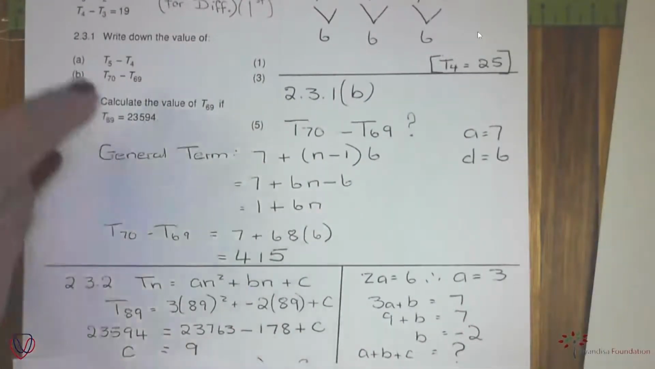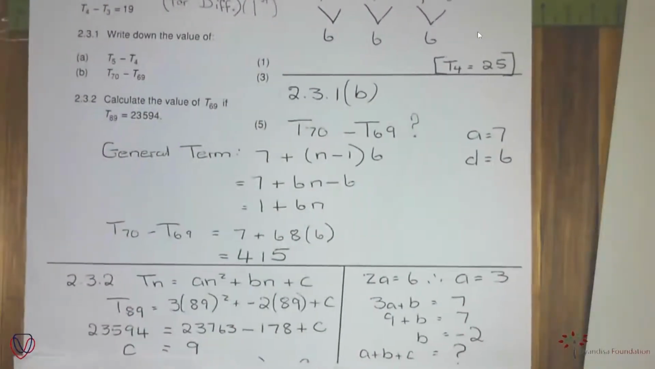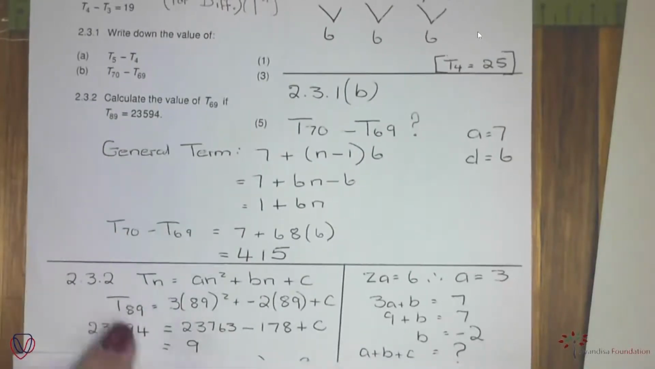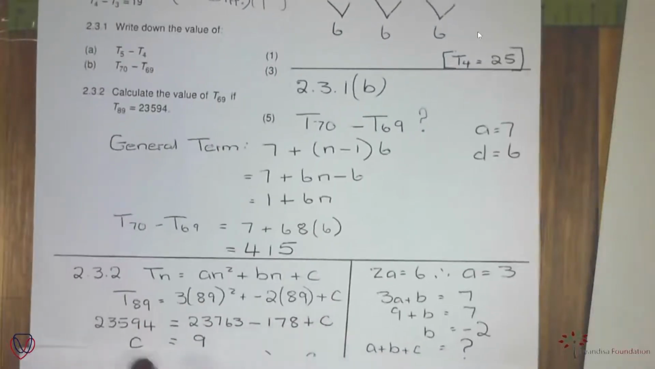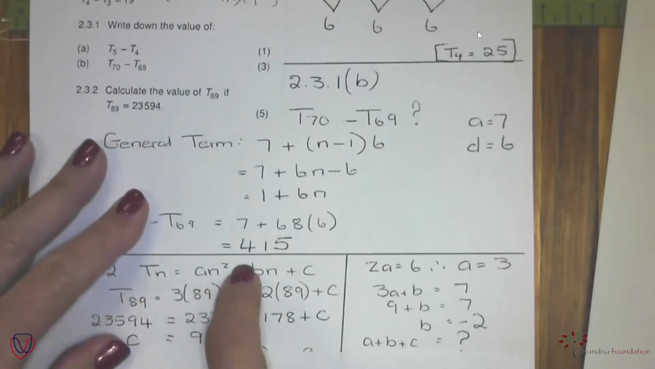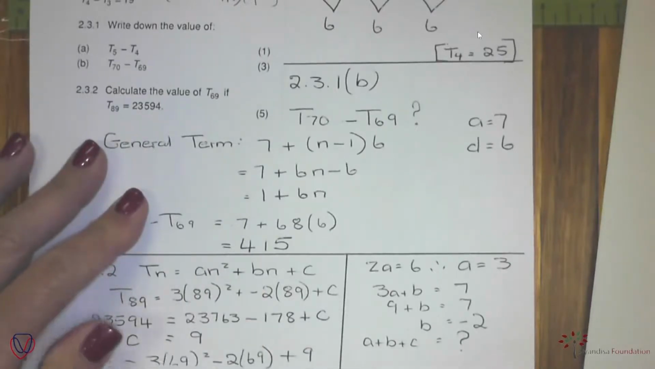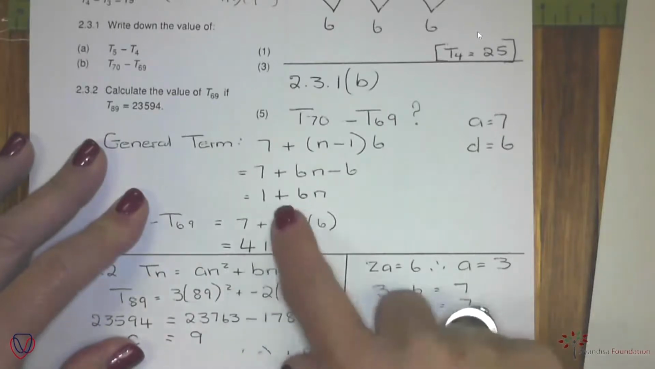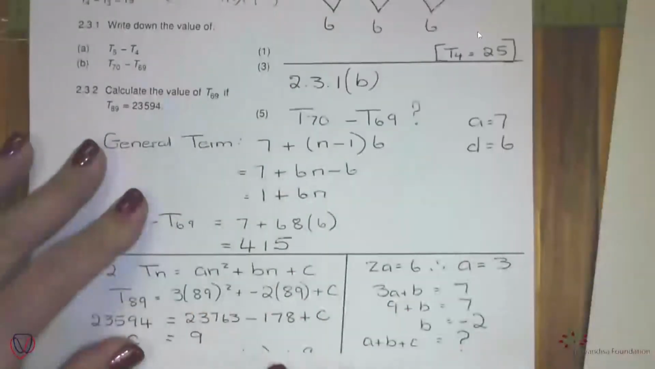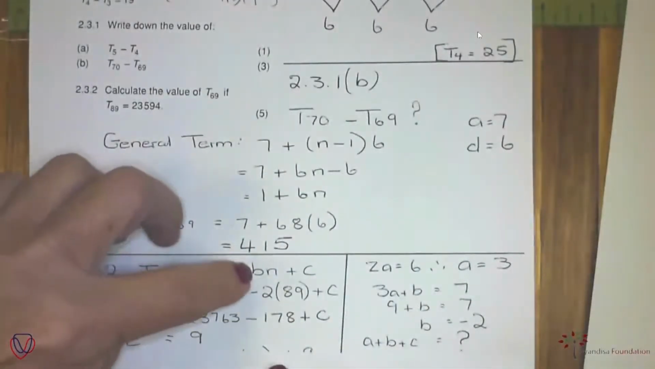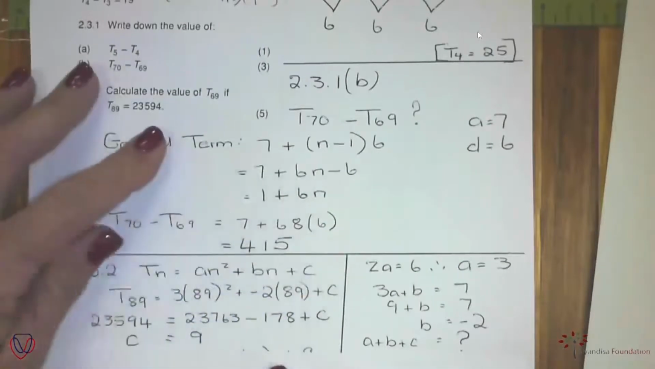Right, people. But now they gave us T89. If they give you something, you are supposed to use it. So you must use it. And then, by substituting 89 in there, I could find C. Wonderful. Now I've got the equation of my quadratic equation, the equation for this specific one. Instead of A, we write 3. Instead of B, -2. Instead of C, it's 9.